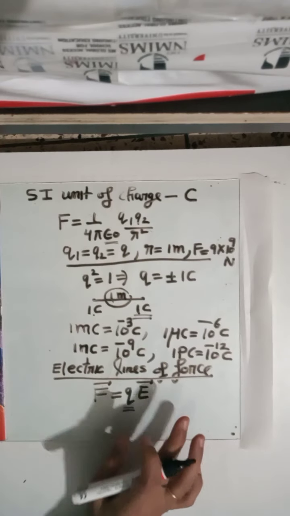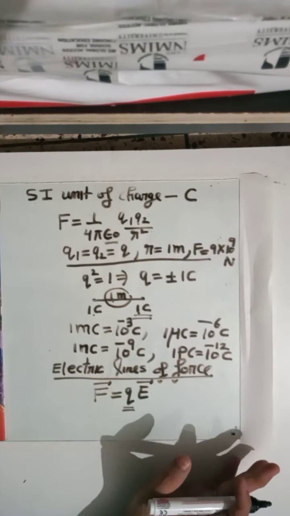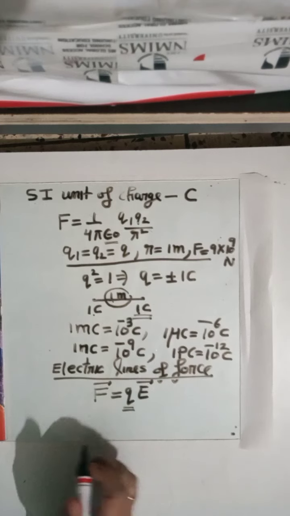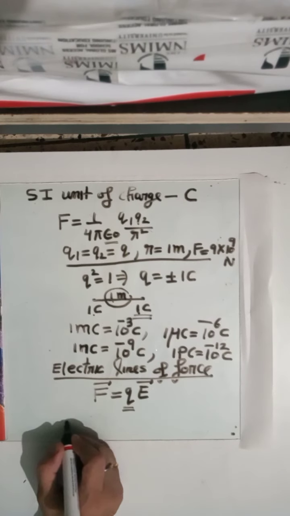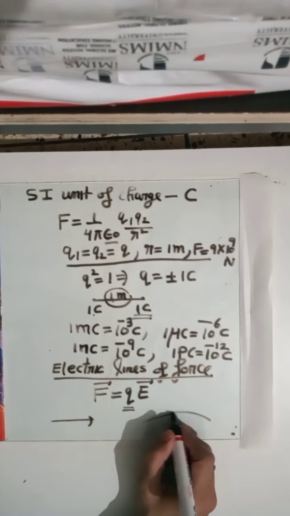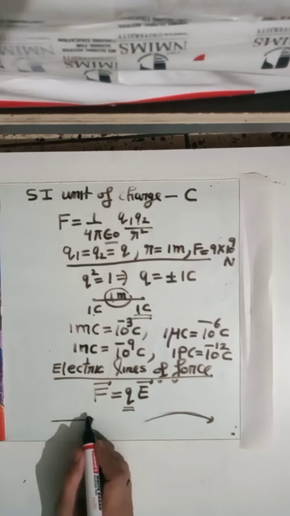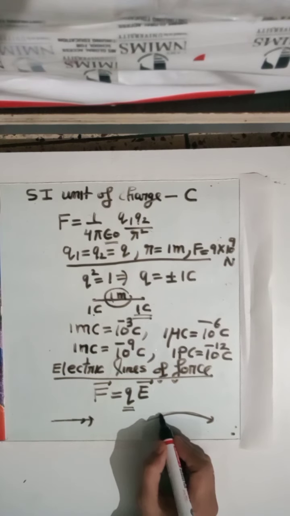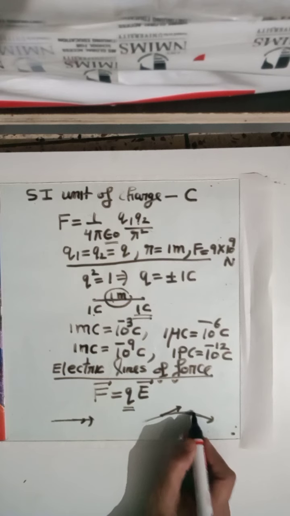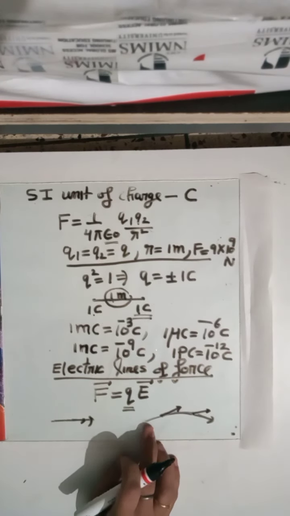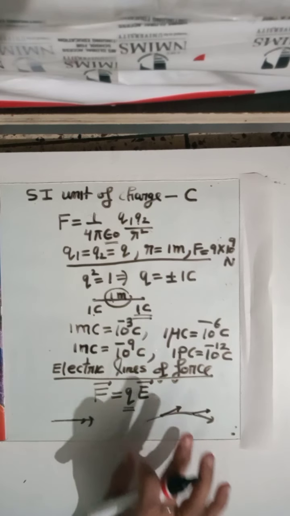Now, how can we define electric lines of force? Electric field is always expressed in the form of the electric lines of force. Electric lines of force are the path. They may be straight in this way or they may be curved in this way, such that the tangent drawn at any point of it gives the direction of the electric field at that point. You can define electric lines of force in this way.